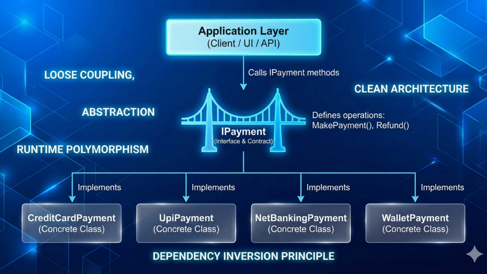From an architectural point of view, this design follows the dependency inversion principle. According to this principle, high-level modules such as the main application should not depend on low-level modules such as concrete payment classes. Instead, both should depend on abstractions. In our example, both the application and the payment implementations depend on the iPayment interface. This reduces tight coupling and improves system stability.